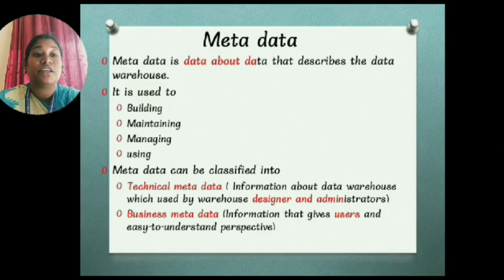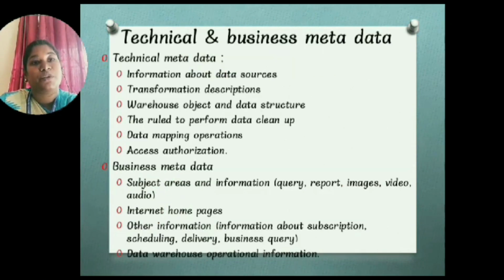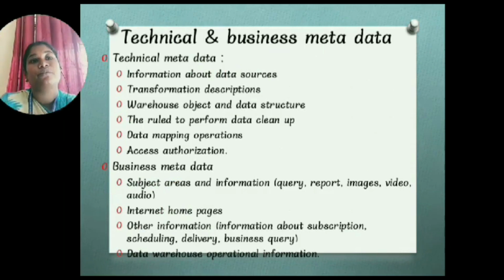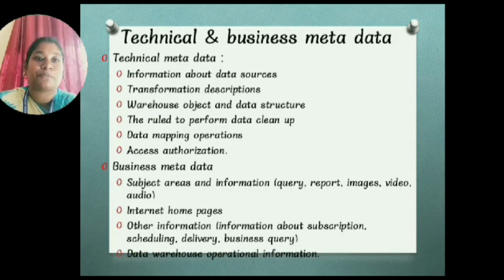Metadata. Metadata is data about data that describes the data warehouse. It is used for building, maintaining, managing, and using the warehouse. Metadata can be classified into technical metadata and business metadata. Technical metadata includes information about data sources, transformation, descriptions, warehouse objects, data structure, the rules to perform data cleanup, data mapping operations, and access authorization. Business metadata includes subject area and information, internet home pages, other information, and data warehouse operational information.